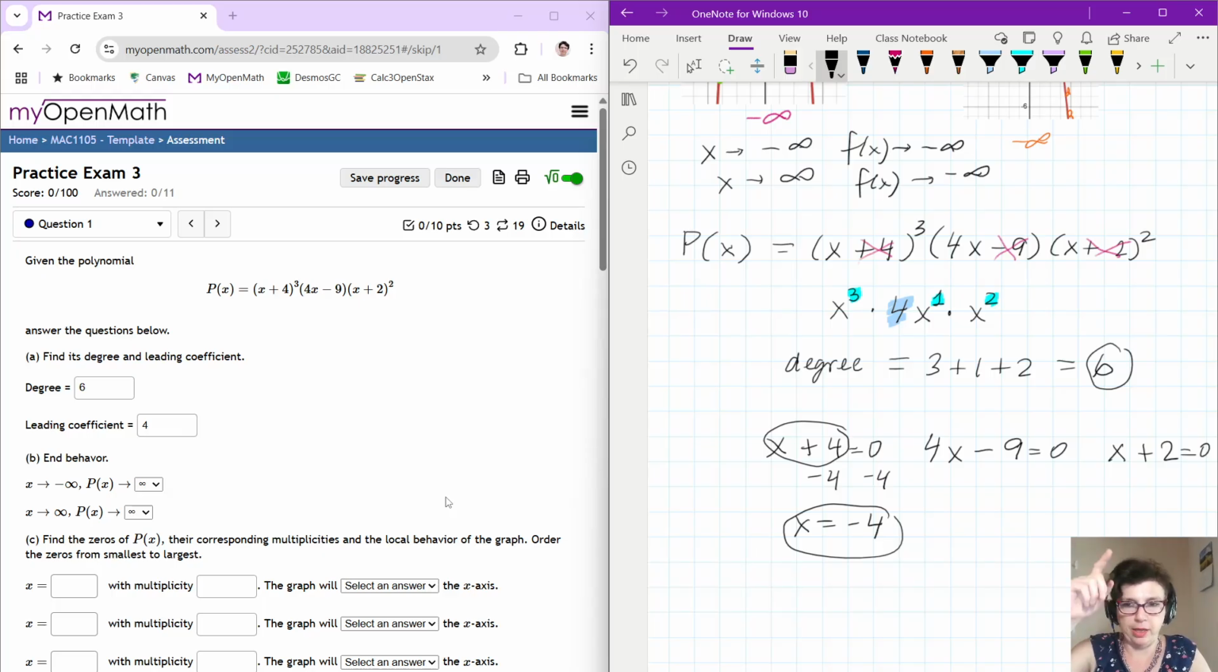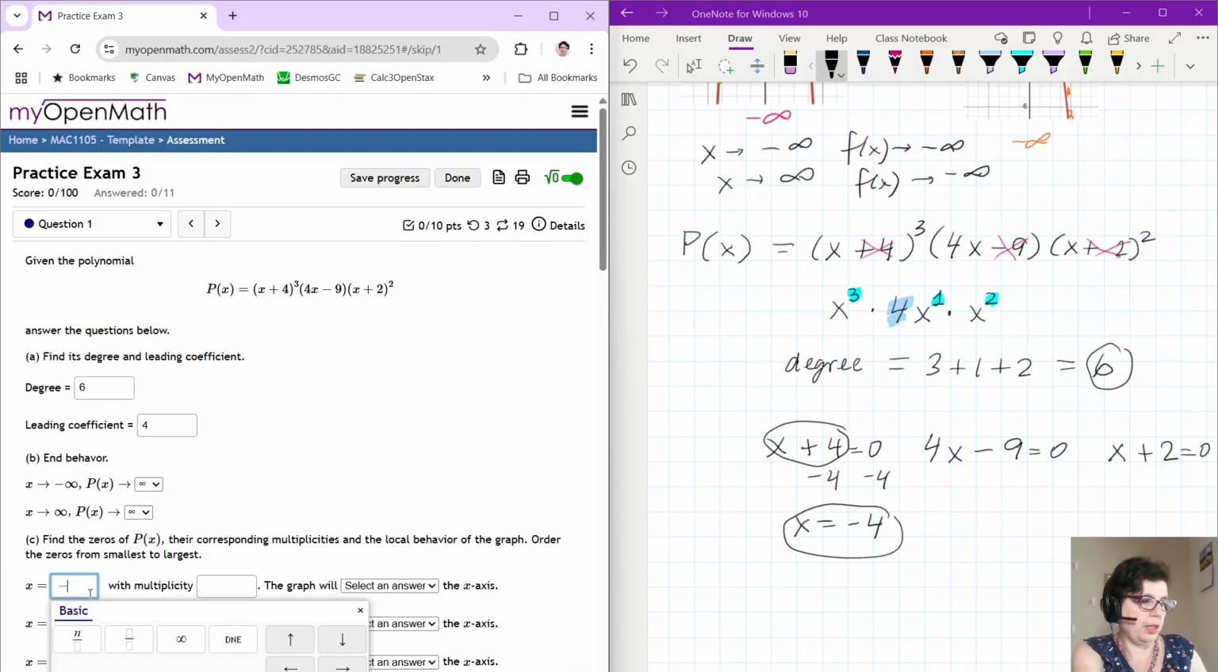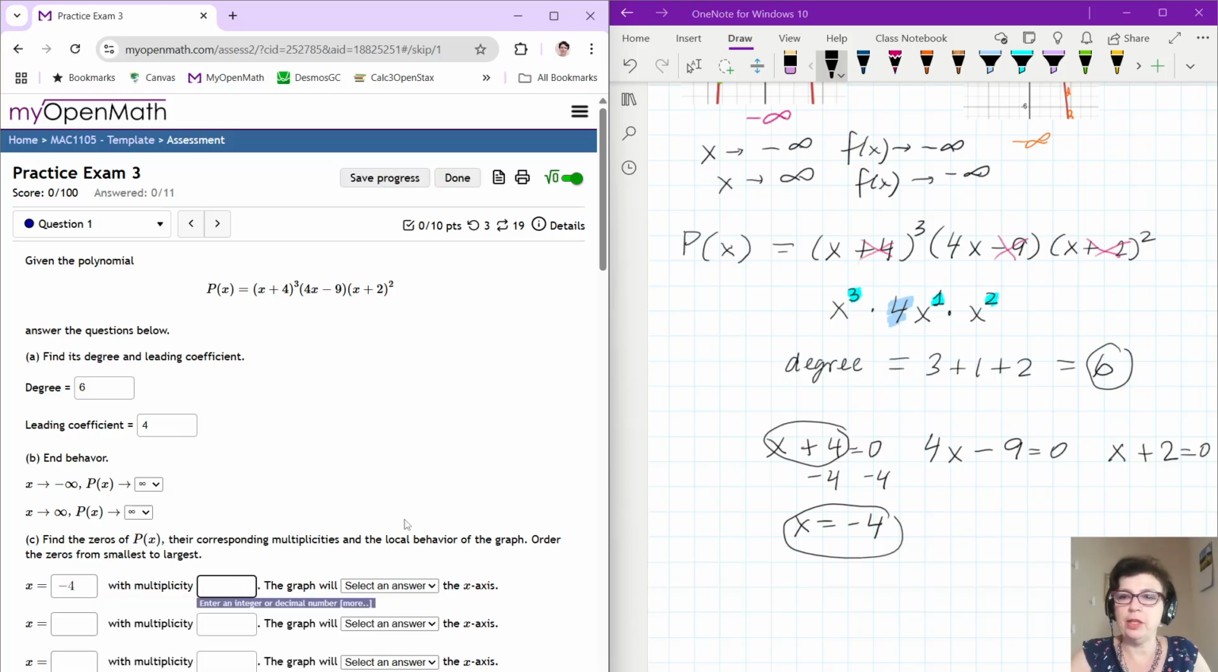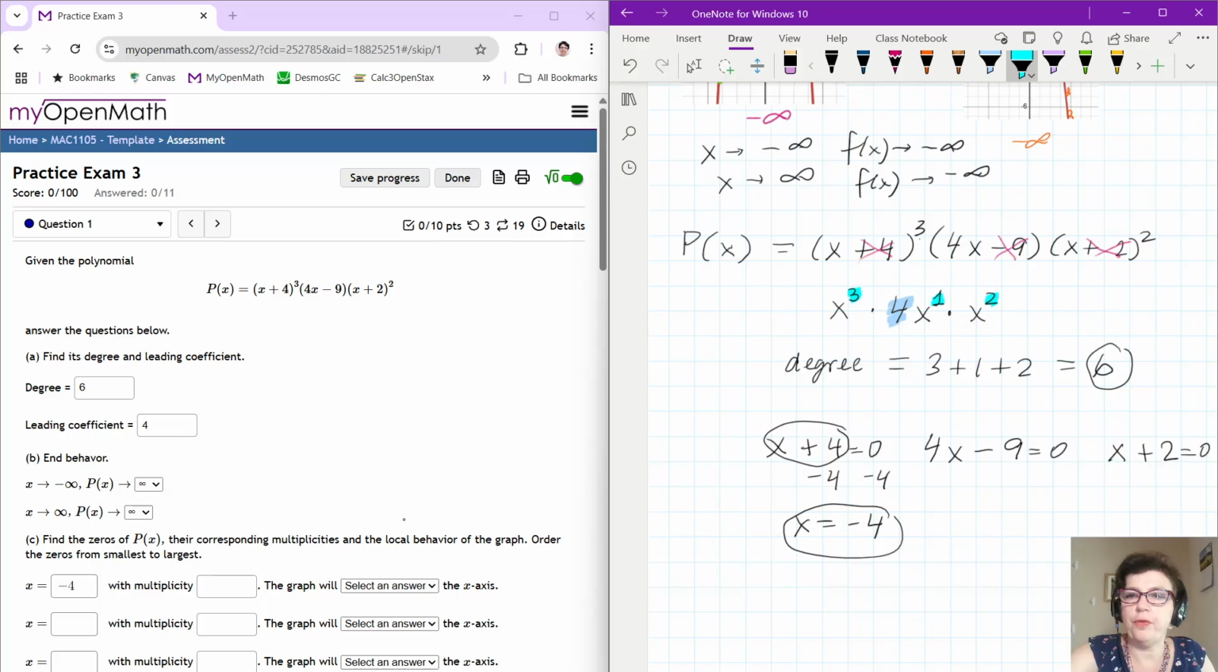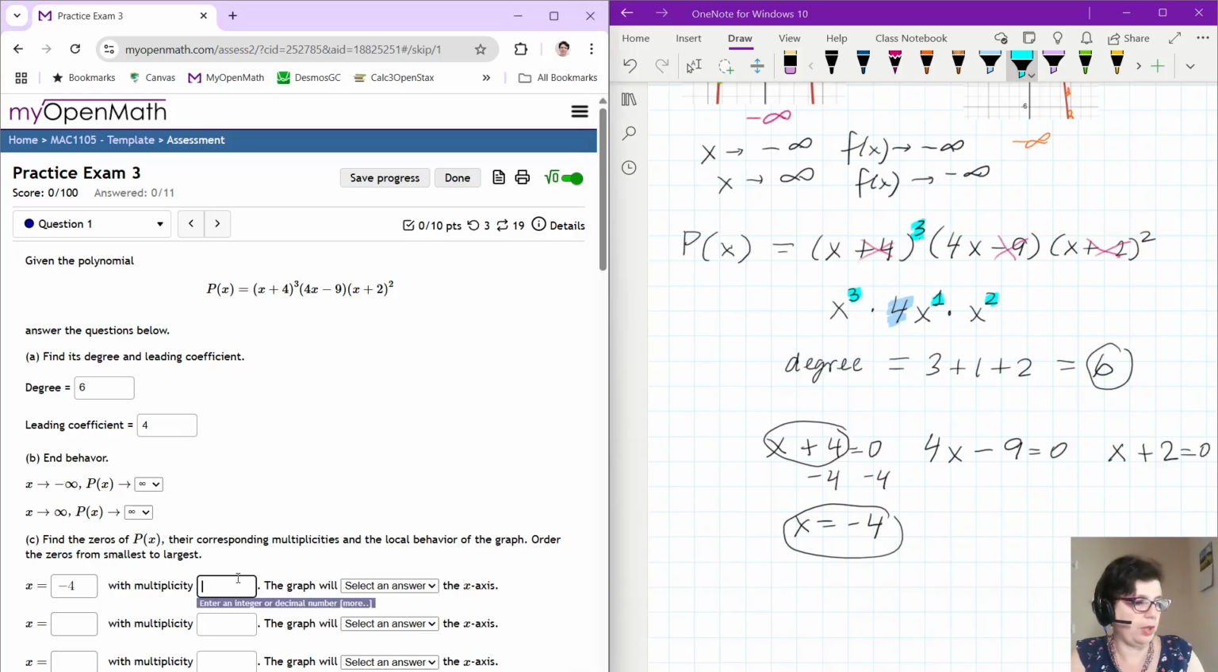Okay, so that's like the opposite, right? So here you would be typing negative 4. Now, to determine the multiplicity of it, look at the power. So here the power for x plus 4 was 3, and that is the multiplicity. So that's going to go over here. We'll discuss how it behaves in a second.